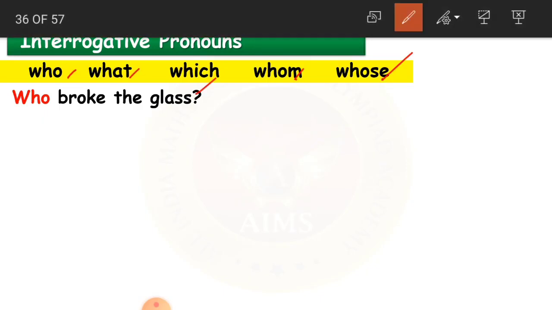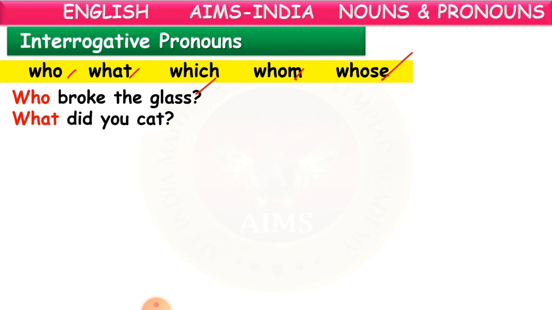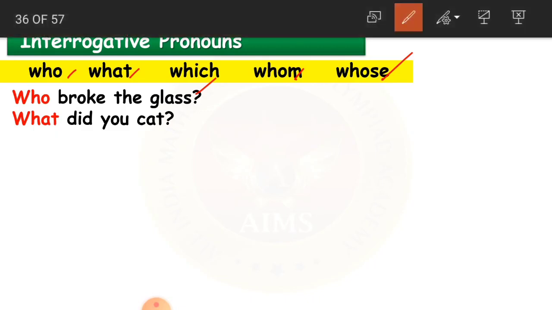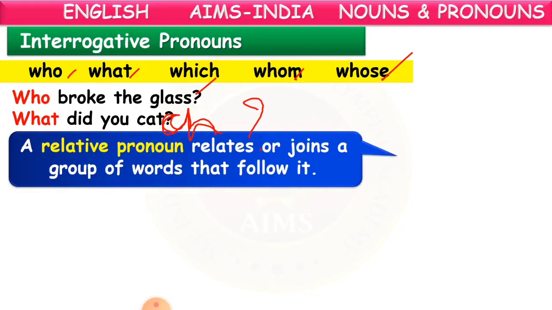Who broke the glass? Who is our interrogative pronoun here? What did you catch? No, actually this is not catch, children. C-A-T-C-H, catch. What did you catch? Then the next sentence.